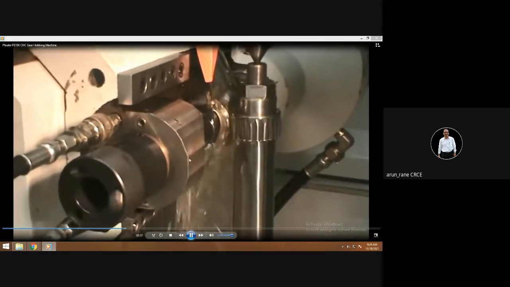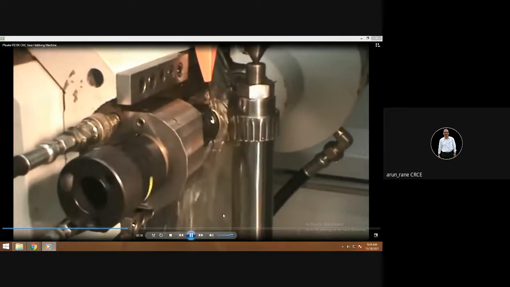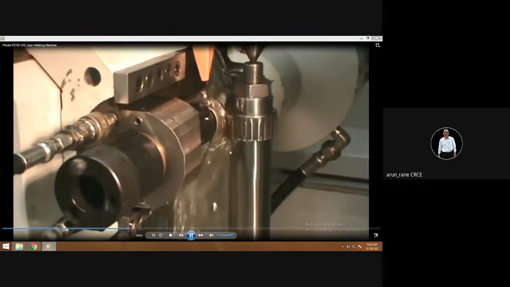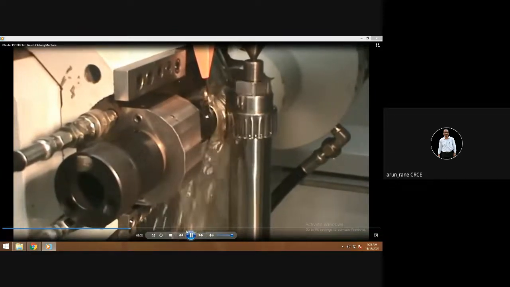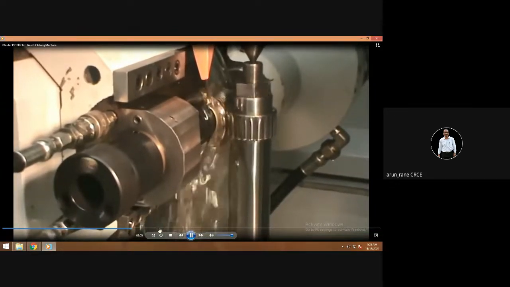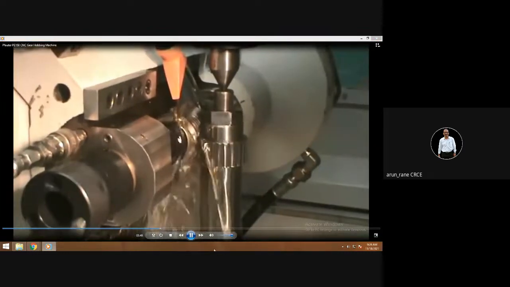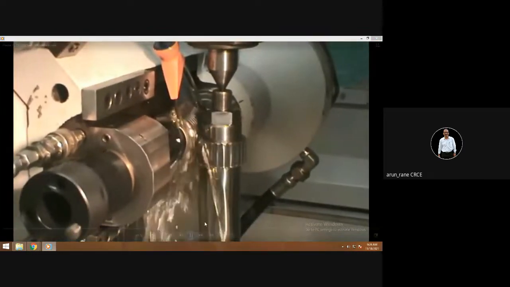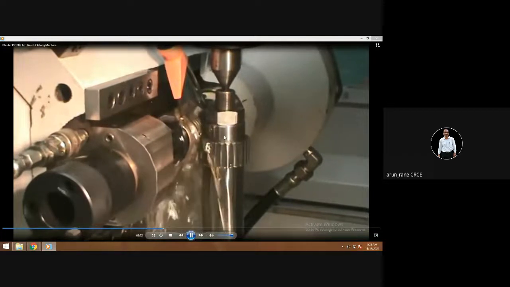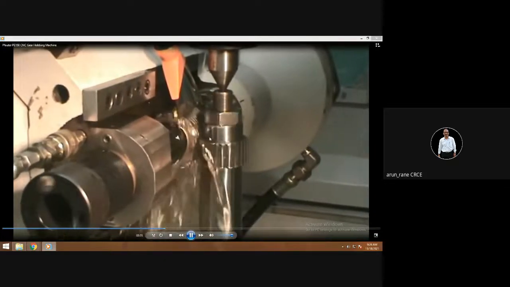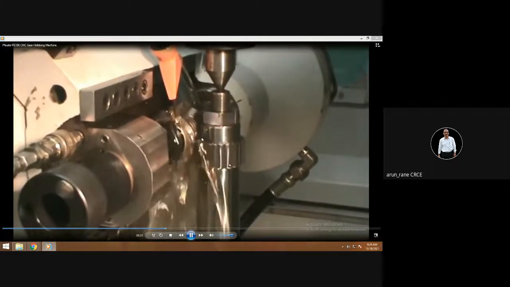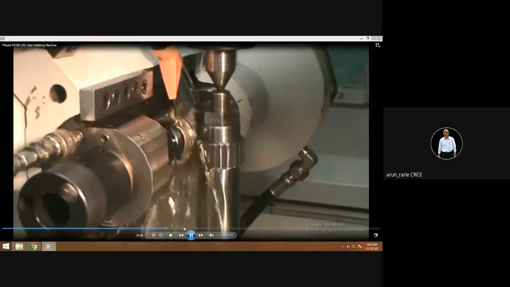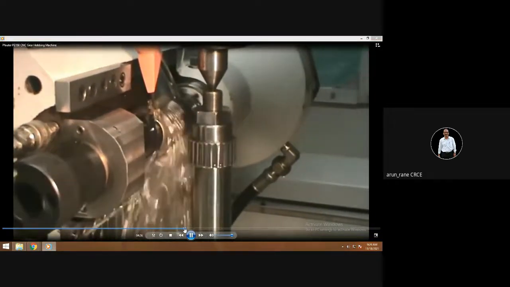Now here the gear hobbing cutting is done from bottom to top. That is, it is moving from down to up. Imagine now, suppose there is one more gear blank which is adjacent, gear hobbing will not be possible. You have to go only for gear shaping.